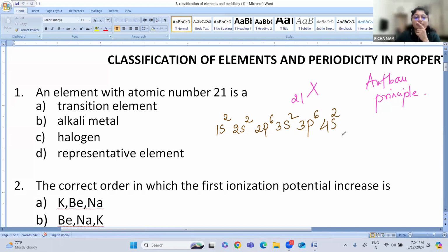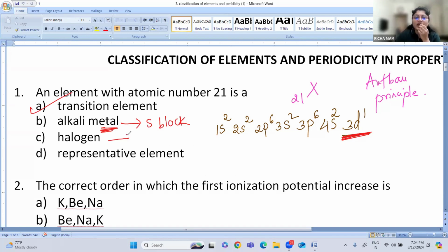After 4s, the electron enters 3d. The 3d can hold a maximum of 10, but we are left with only 1, so it is 3d1. The last electron is entering the d orbital, so it is a d block element, also called a transition element. What is an alkali metal? Alkali metals represent the s block elements.